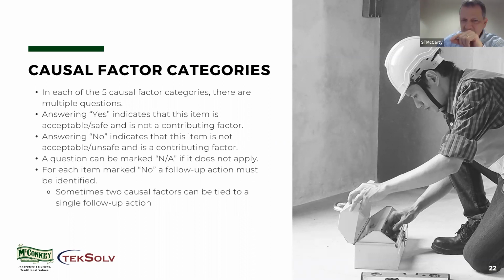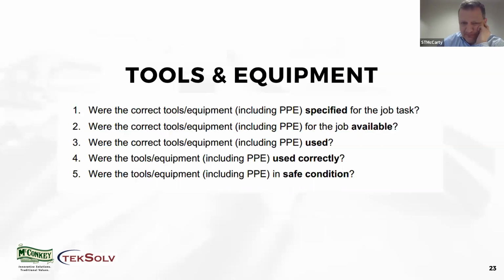And just from experience, there can be, let's say, for example, multiple items checked no, and you could have one follow-up action or action to prevent recurrence that could address both of those. But you want to make sure, if you're using this form or something similar, that for every no, you have some follow-up action or action to prevent recurrence, to help prevent an injury from occurring in the future.